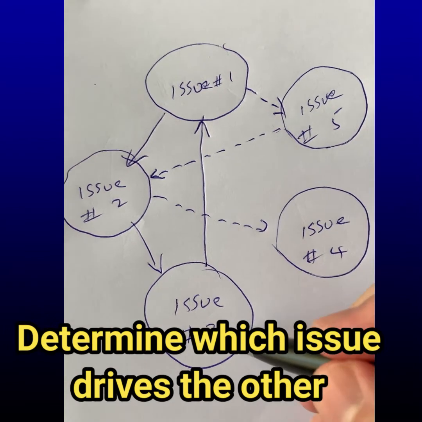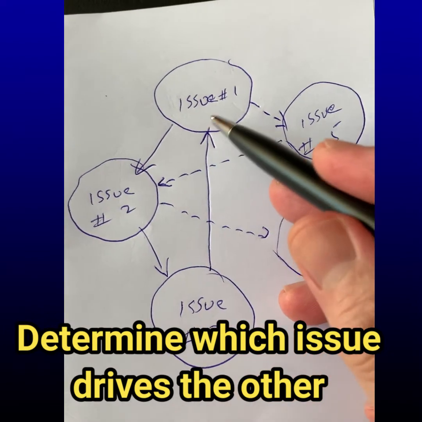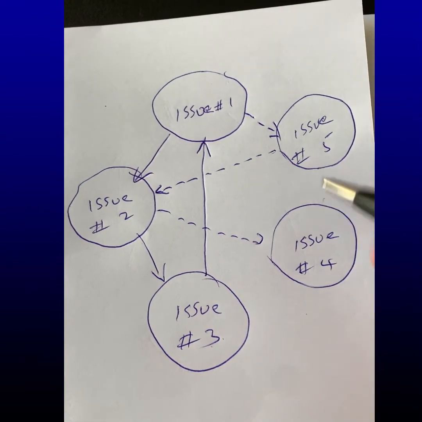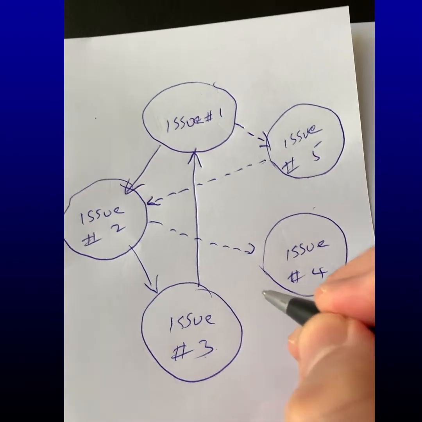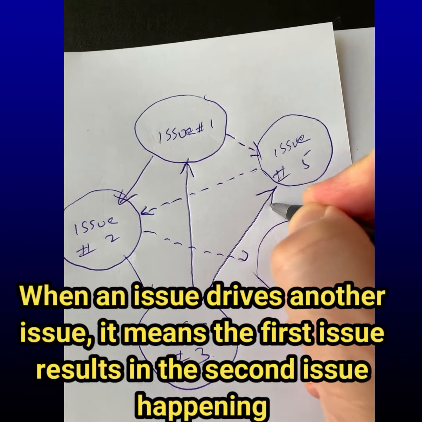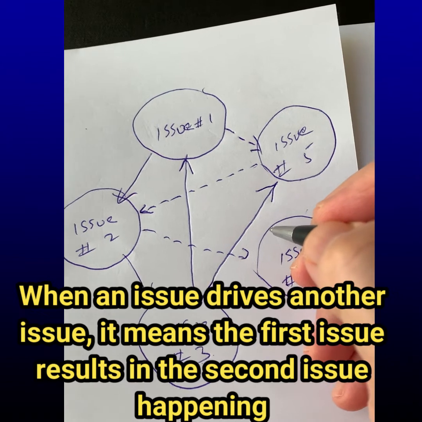Then we go to 3. We're done with 2, right? We don't need to do it with 1 anymore. 3, we don't need to do with 2 and 1. We just need to do with 4 and 5. So let's say there was no relationship here, and then we had a strong relationship. It's a strong driver of 5, right? And we're done with 3.